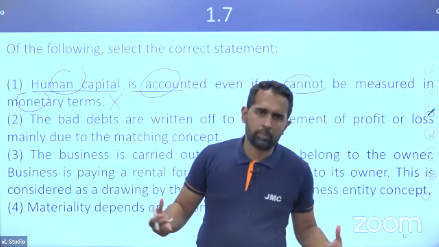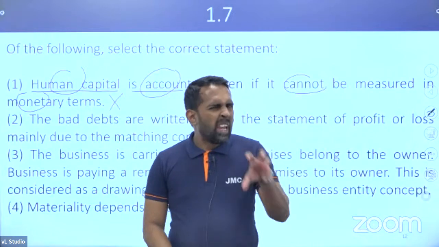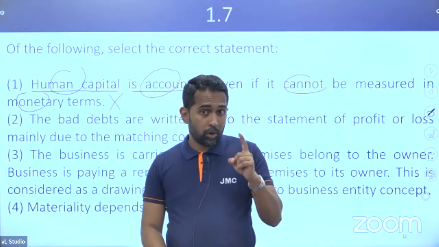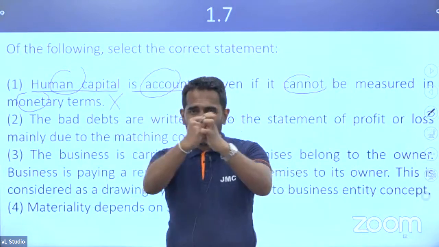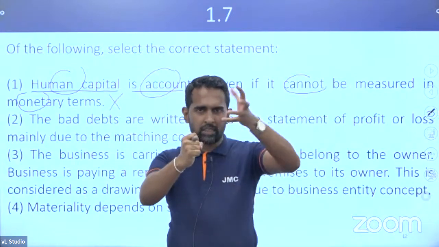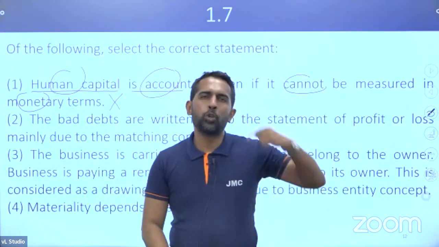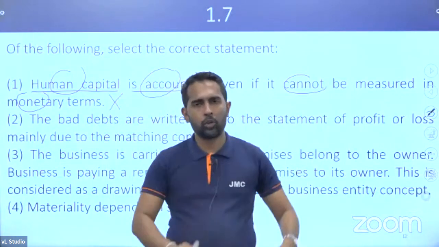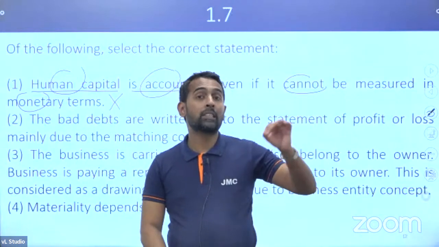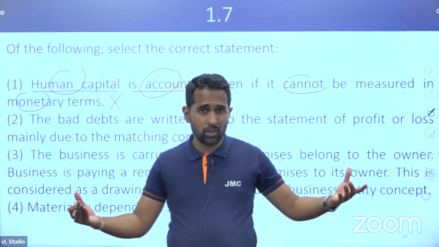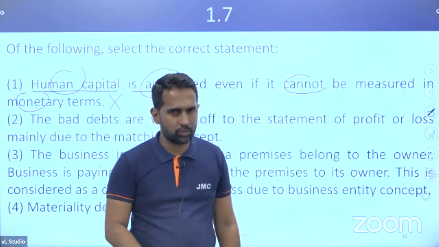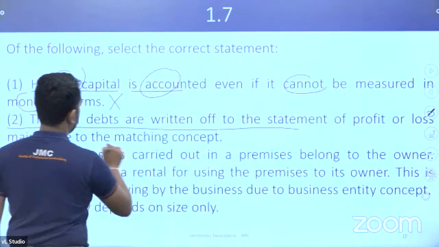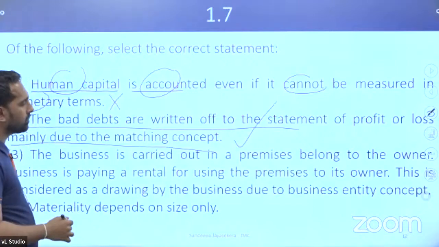What is the underlying accounting concept behind bad debts? The main accounting concept is matching concept. Why? When you are calculating the profit against the revenue, you need to match the relevant expense. You made the sale, but it is not recovered, you are at a loss. Against that sale, you need to match the bad debt expense. So basically, this is the correct answer, right?